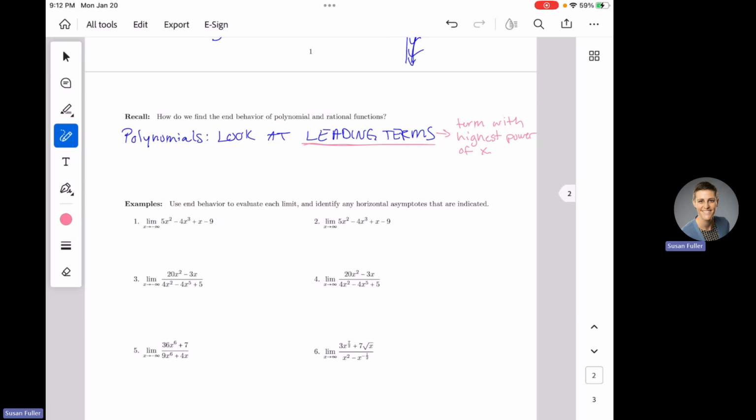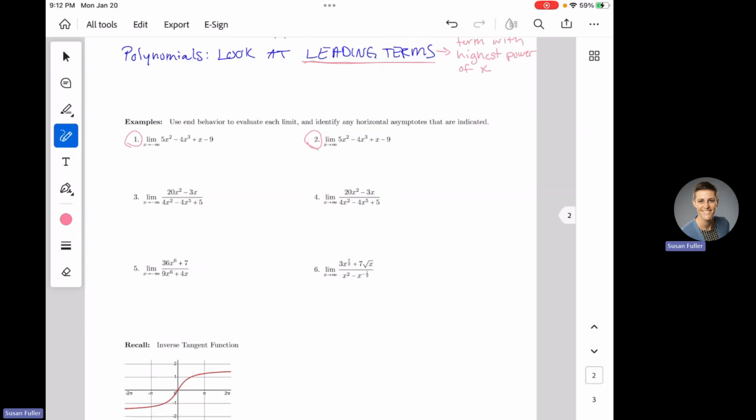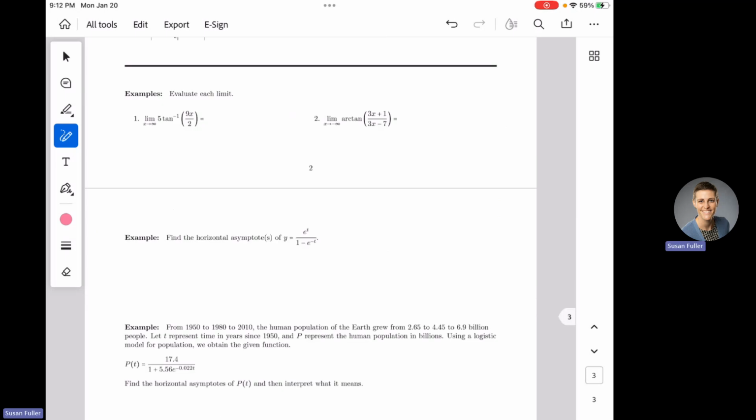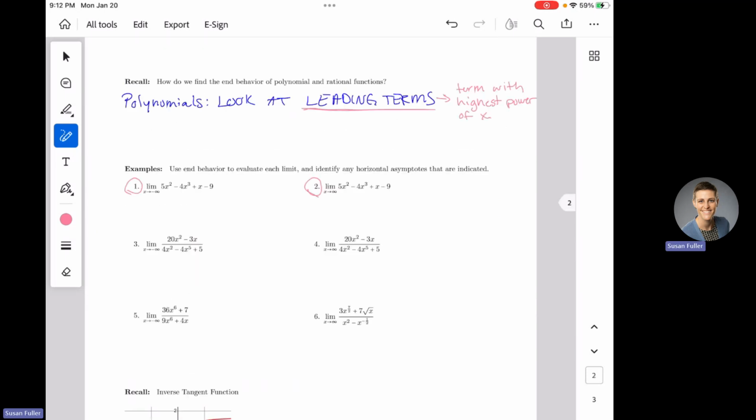So we're just going to do 1 and 2 here. These are our polynomials. Actually, no, we're going to do all of these, and then we'll do rational functions. Okay. So polynomials, we look at the leading terms. The reason that we look at leading terms is because as x goes to positive or negative infinity, the highest power of x is going to take over.